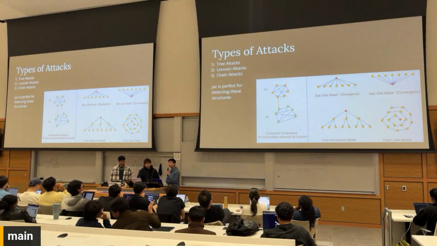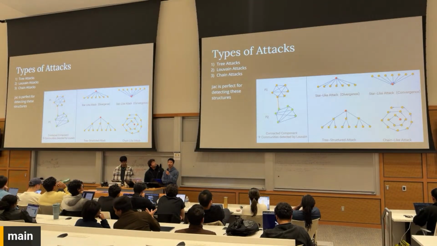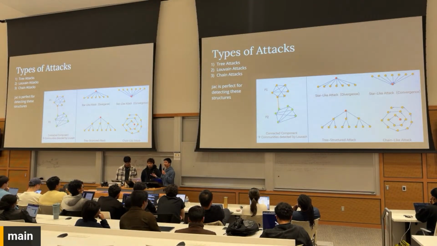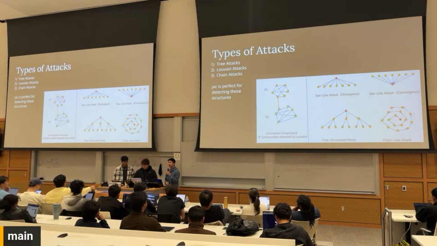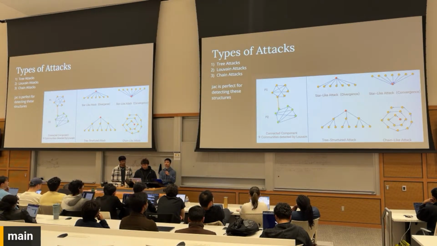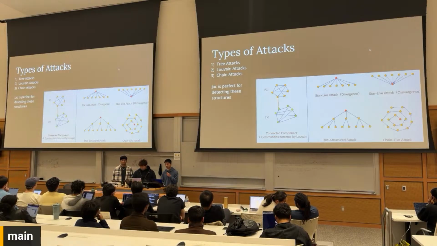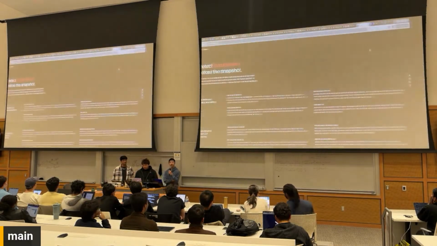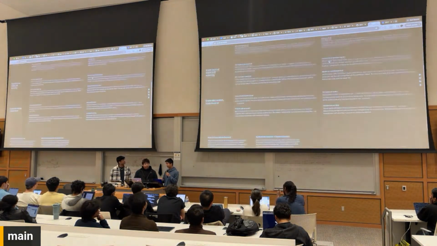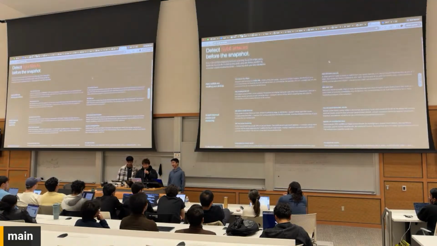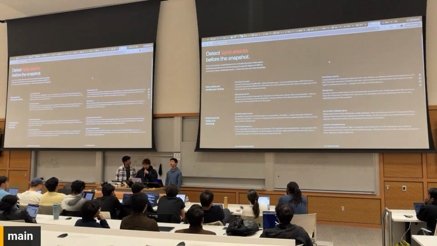Now, there are 3 typical types of attacks that are usually made by Sybil attackers. The first one is a tree attack, the second one is a loop attack, and the third one is a chain attack. As you can see, these are the 3 structures. And as I said before, Jac is perfect for detecting these structures. Before we go into technical depth, we're going to give you a real walkthrough of our demo.